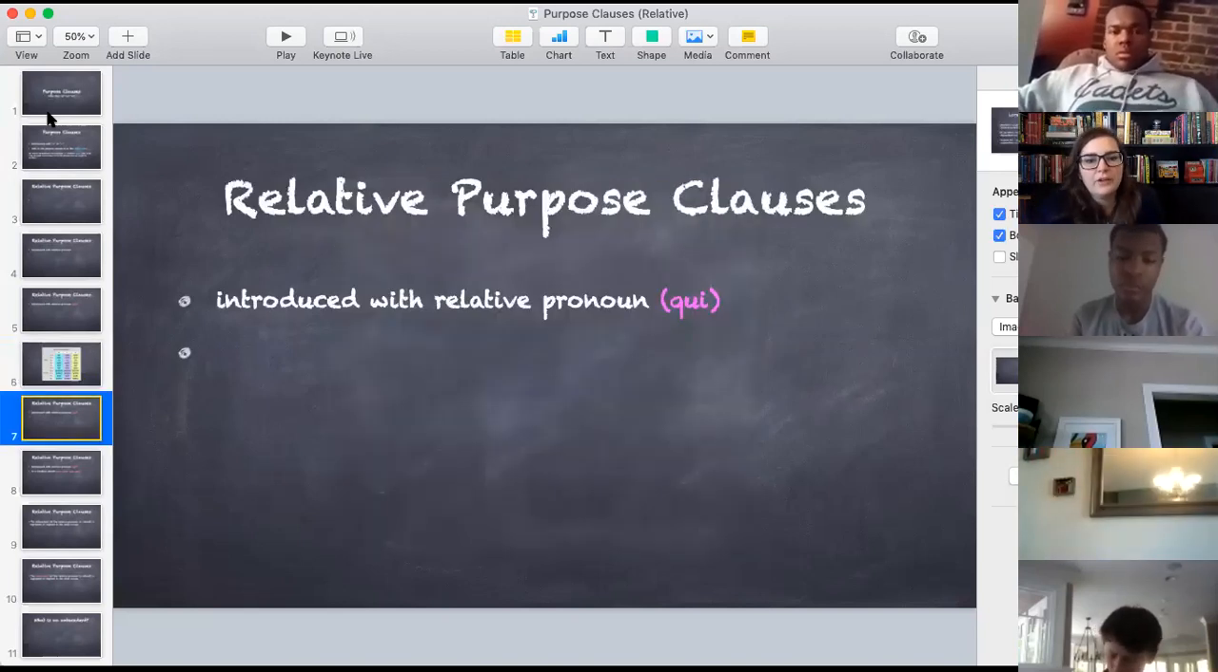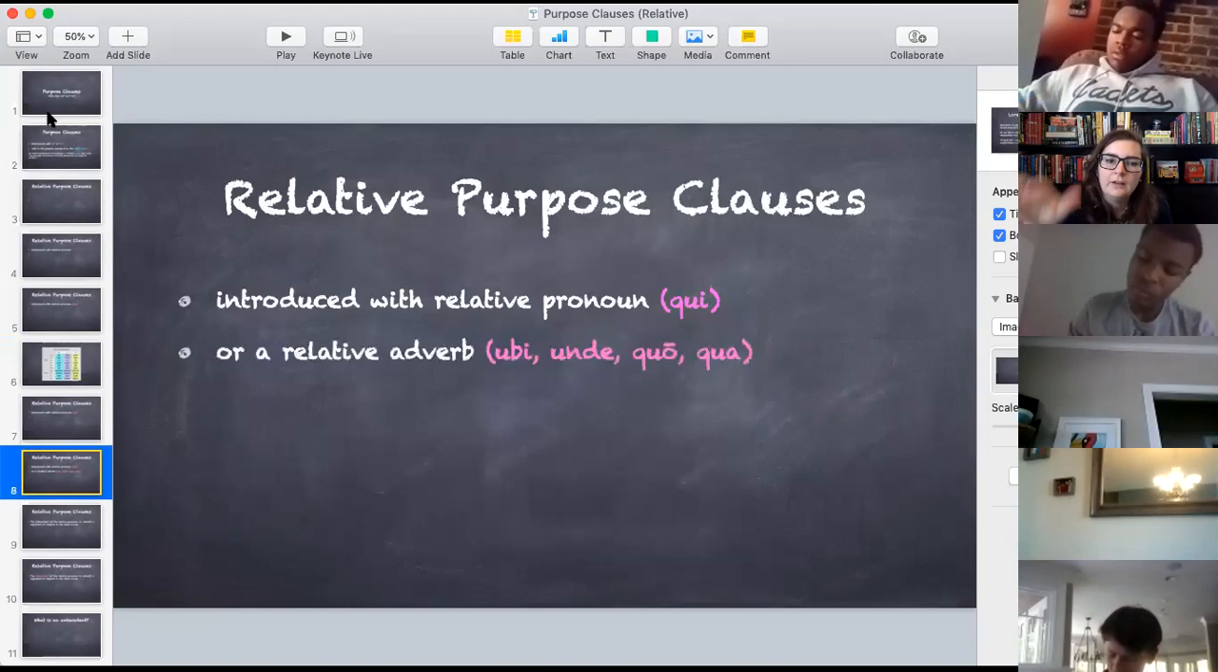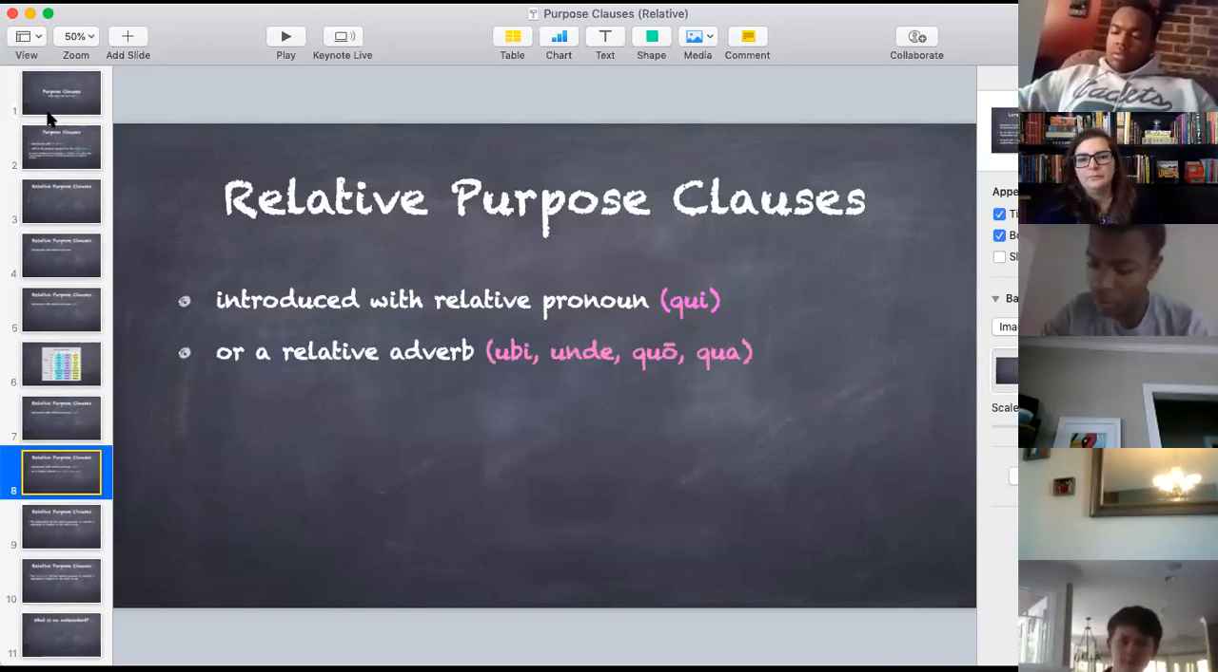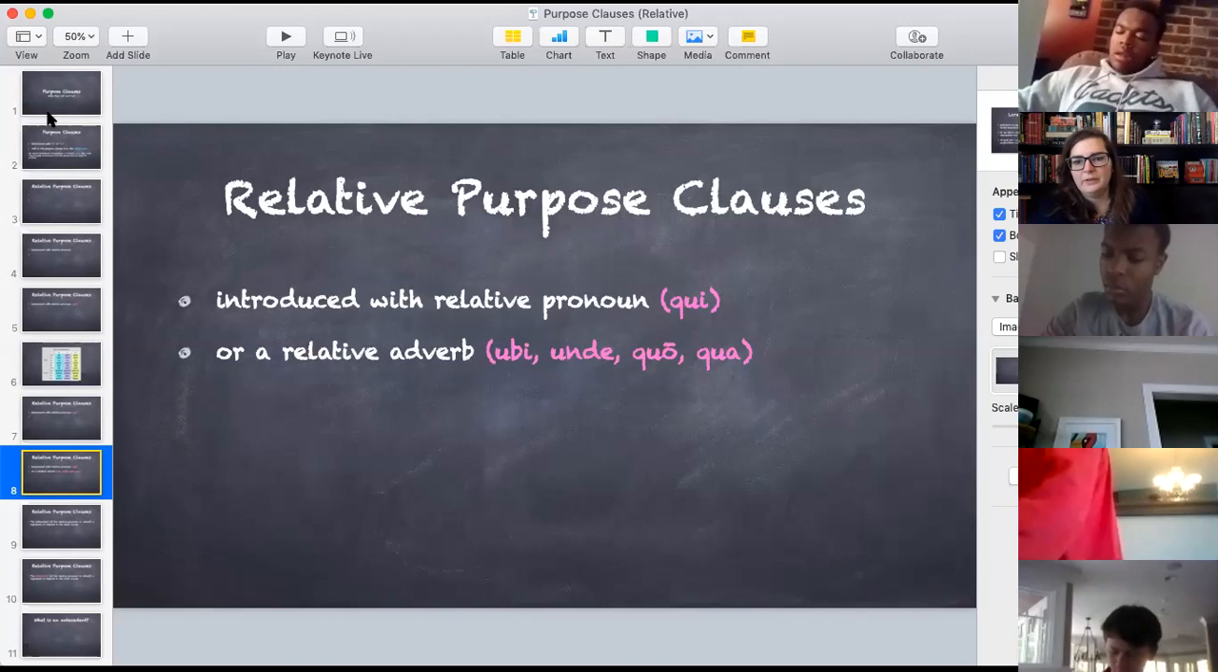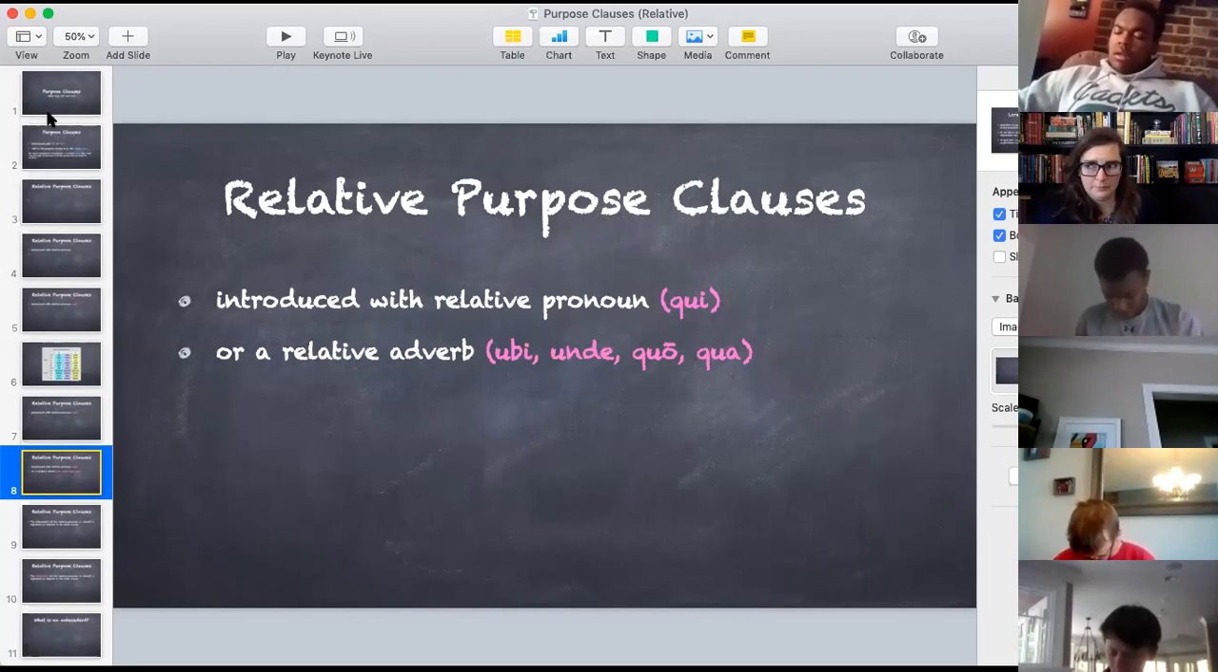Relative purpose clauses can also be, twist, introduced with a relative adverb. And relative adverbs do not come in large charts. They are just ubi, unde, quo, and qua. There are others, but they are rarer, and so you can stick with these 4 for now. And you can stick with these for most of your life, really.